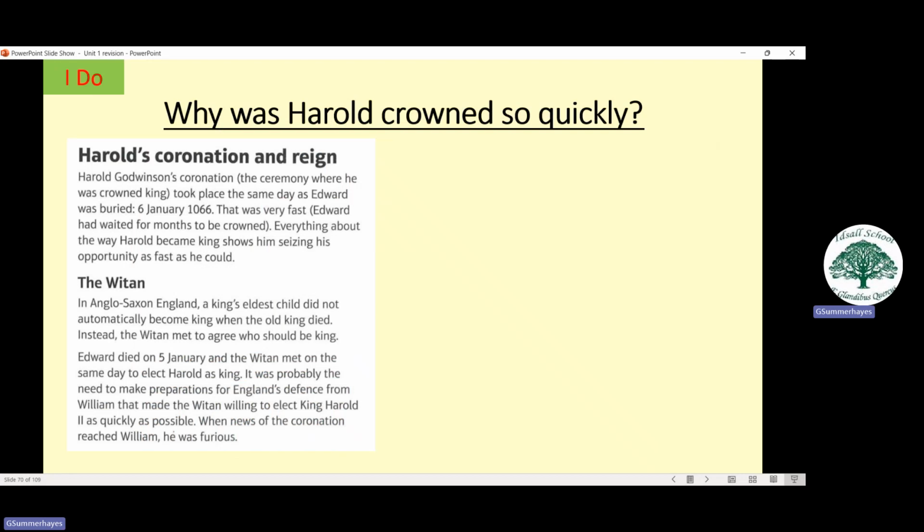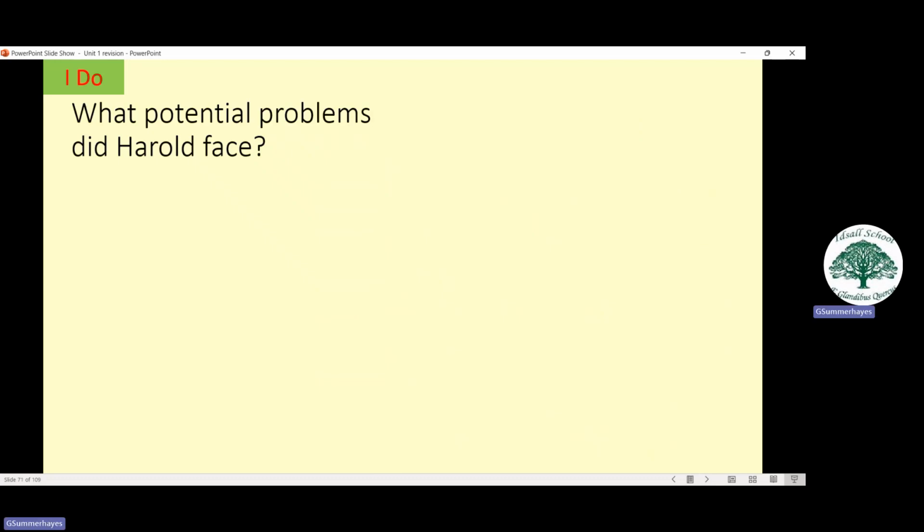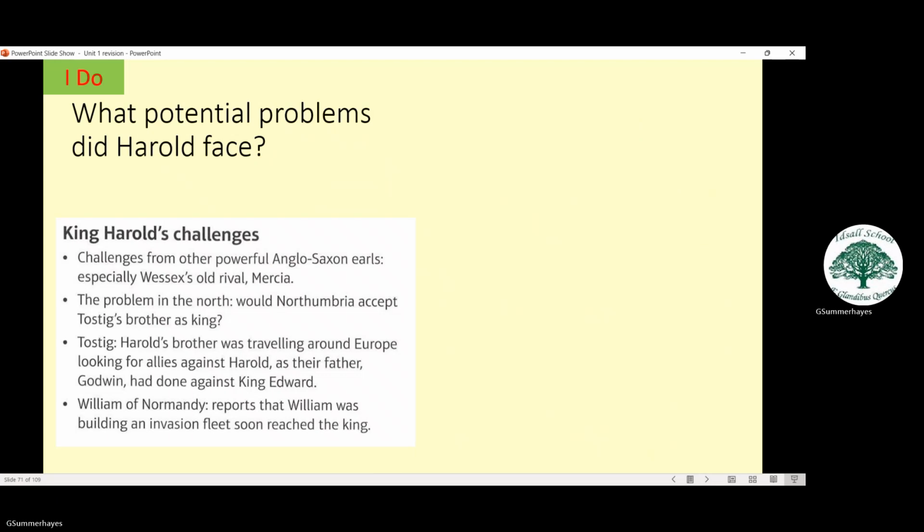Because of all that complication, the Witan decided to crown Harold the very next day after Edward died. And so on the same day as his funeral, essentially. William was fuming. And Harold had that problem, but also other Saxon earls, although they were in the Witan, so they probably agreed that he should be king.